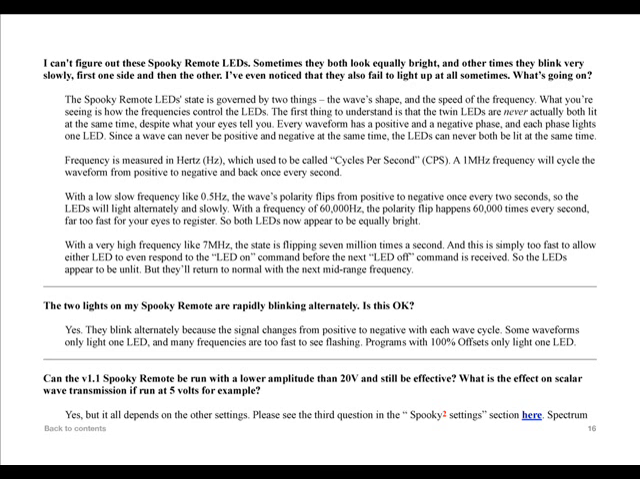I've noticed that one of the LEDs on my Spooky Remote sometimes seems brighter than the other. Is something wrong? Don't worry, there's nothing broken. The Spooky Remote LEDs respond to and mirror exactly the shape of the waveform you're transmitting. Normally, all waveforms have two phases, a positive one and a negative one. If you look at any wave, you'll see that it rises, and it falls. When it's rising, it's going positive, and when it's falling, it's going negative.